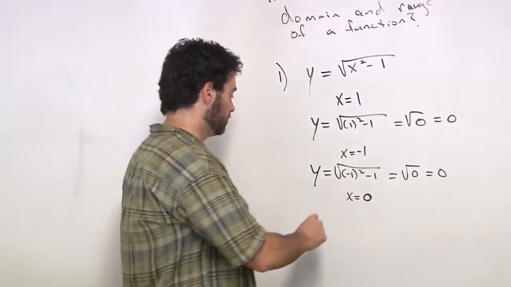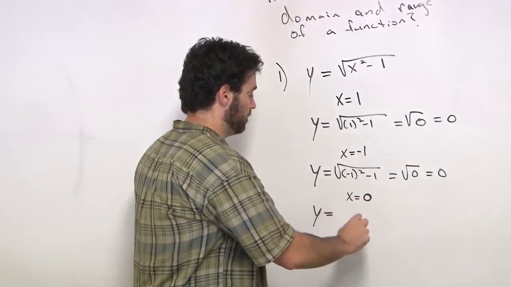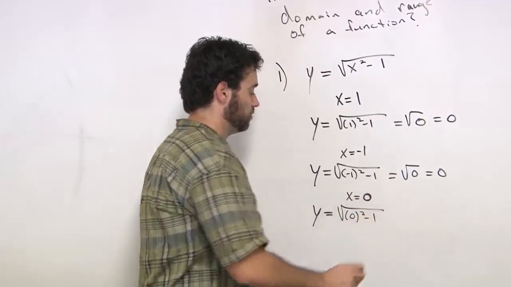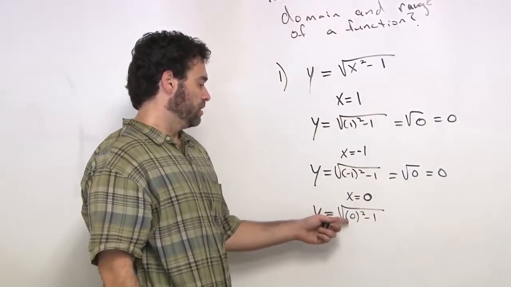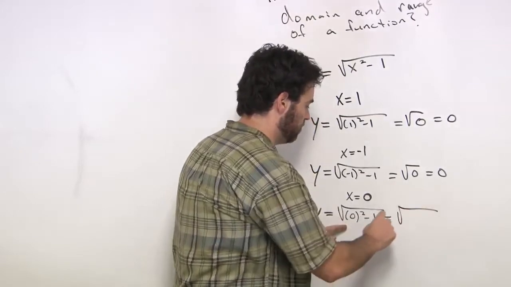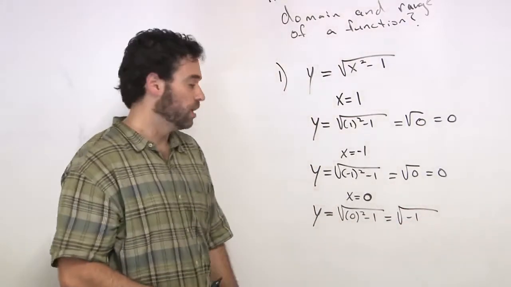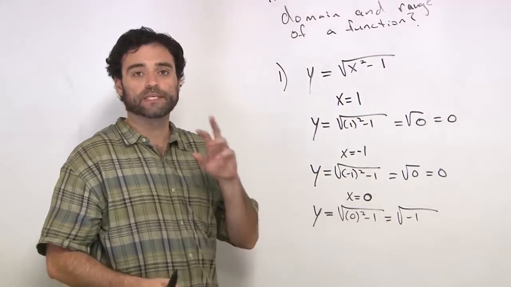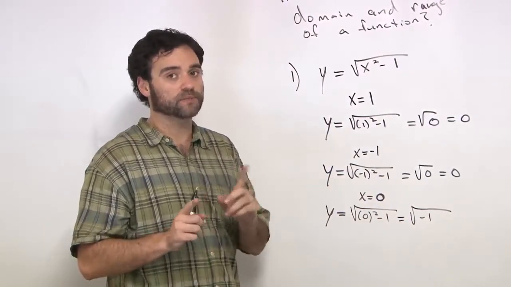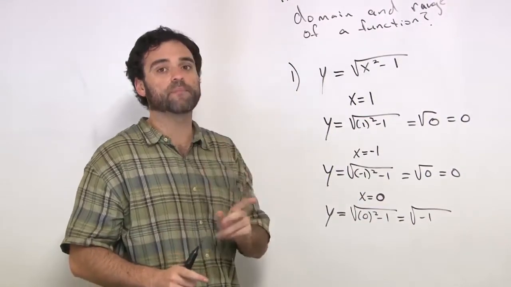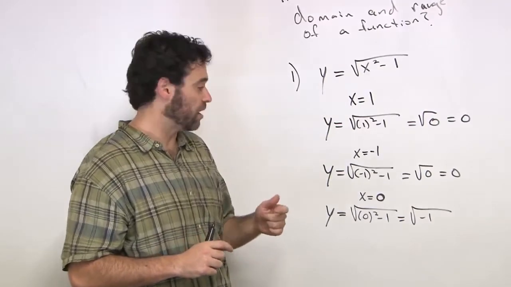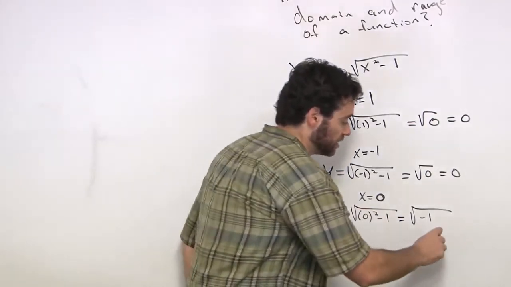Let's see what happens if x equals 0. So we say y equals the square root of 0 squared minus 1. 0 squared is 0. 0 minus 1 is negative 1. Uh-oh, that's bad. Right now, we're only dealing with real numbers. The square root of negative 1 is an imaginary number. For us, they don't exist. Not right now. Not until you get into complex analysis, and that'll be a different course after you've gone through calculus and stuff like that. So we don't deal with this. So that's bad.